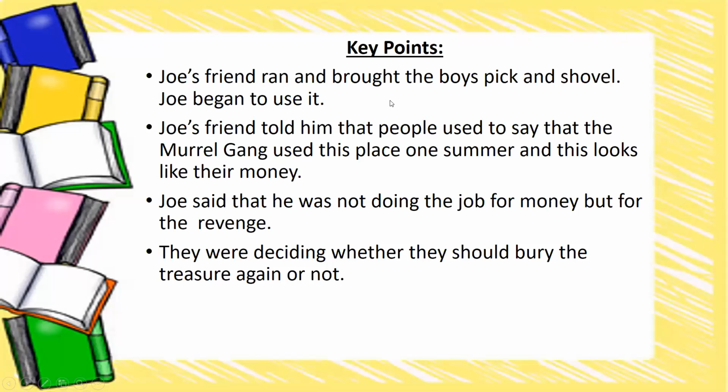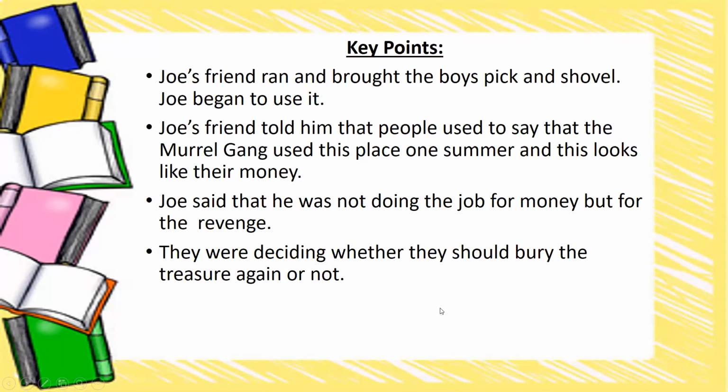Now we are going to see the key points of the chapter very quickly. Joe's friend ran and brought the boys' pick and shovel, and Joe began to use it. Joe's friend told him that people used to say the Newell gang used this place one summer and this looks like their money. Joe said that he was not doing the job for money but for revenge.